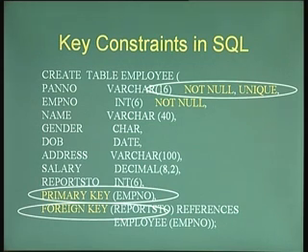Finally, we identify foreign keys using the foreign key construct, that is, we identify which field in this tuple is the foreign key, and which field in which other relation it refers to, that is, it references the relation called employee and the attribute called employee number.